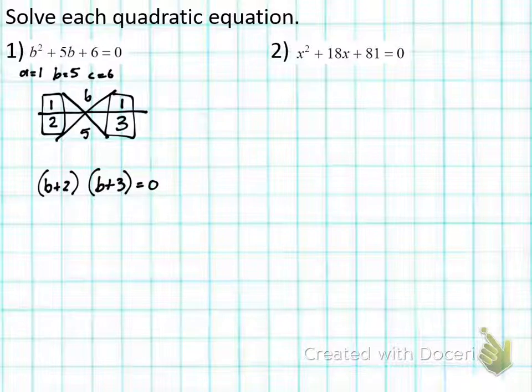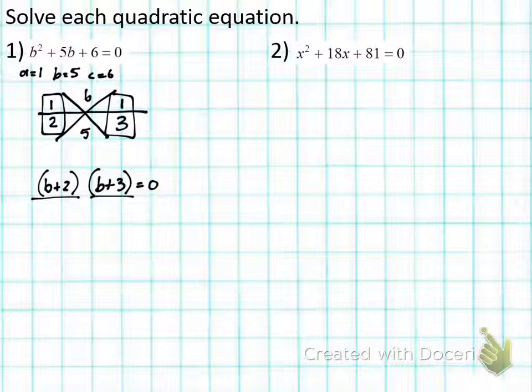I'm bringing down that equal sign. I still have to solve. How many b's do I have here? 2. What was the biggest exponent of my original problem? B to what power? 2. So that means there's going to be 2 answers here. So what you do now is we would have to divide each side by each parenthesis, but here's the shortcut.